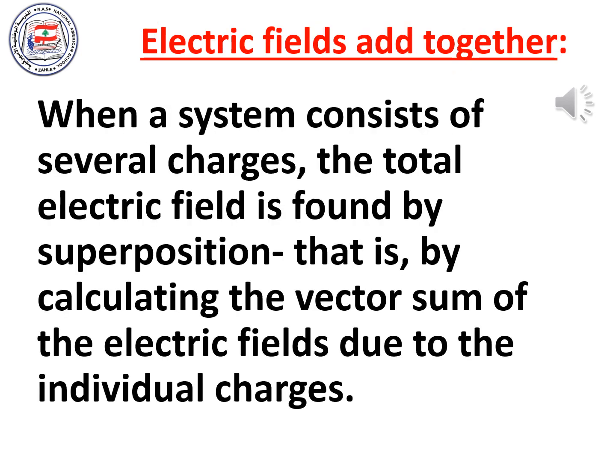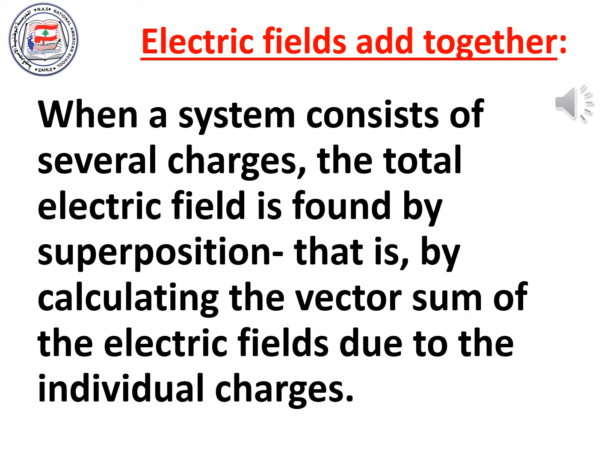Electric fields add together. When a system consists of several charges, the total electric field is found by superposition. That is, by calculating the vector sum of the electric fields due to the individual charges. In the previous session, we discussed how we can find the electric field of a single charge. Now, if we have a system that consists of several charges, we can find the total electric field due to these charges at a certain location by superposition. So we calculate the vector sum of the electric fields due to the individual charges. So we add the individual electric fields.